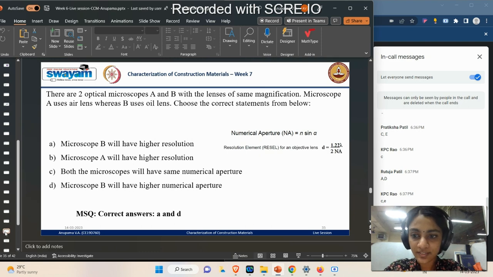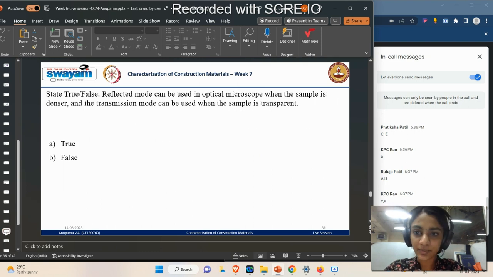Let's move to the next question. It's a true or false question. Reflected mode can be used in an optical microscope when the sample is denser, and the transmission mode can be used when the sample is transparent. So there are different modes in which optical microscopes work. It can be in a reflected mode or in a transmission mode.